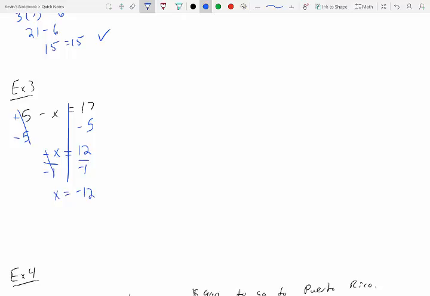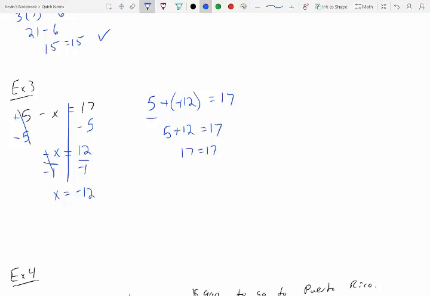And if I want to check this one, I can put it back in. 5 minus negative 12 equals 17. And we know my subtraction rules. Minus a negative, we leave, change. So I get 5 plus 12 equals 17.